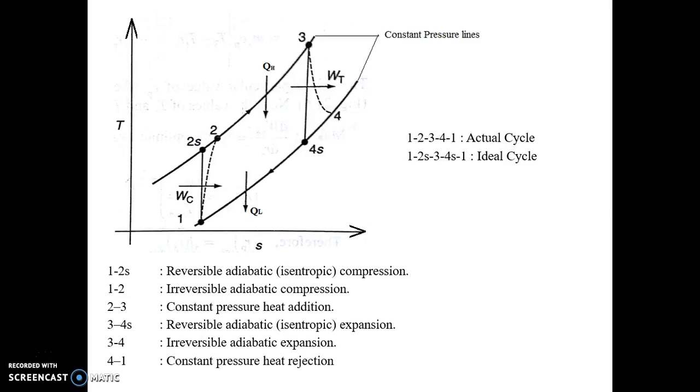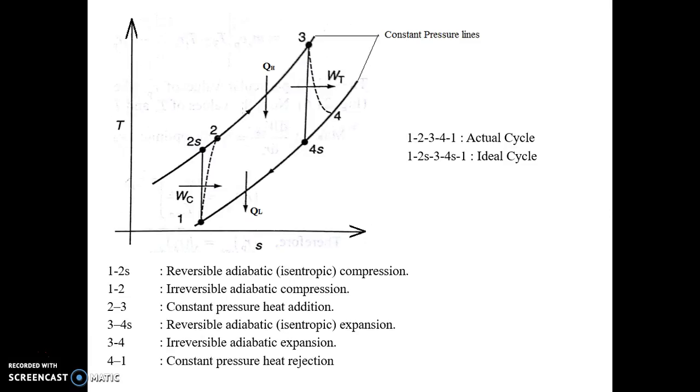The actual process will not occur according to these assumptions. It is impossible to achieve a constant entropy process in nature. So always the entropy keeps on increasing. It will not be constant.